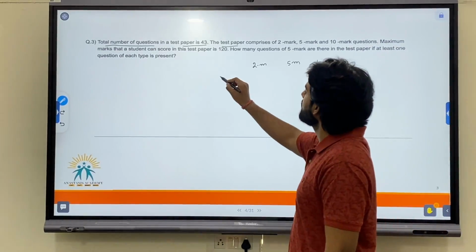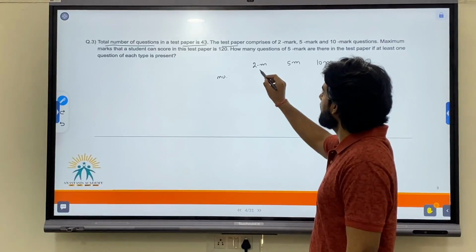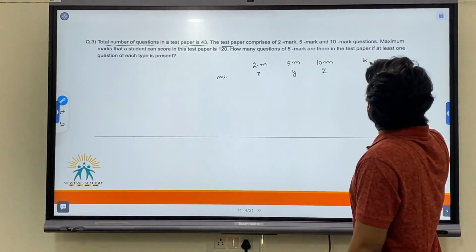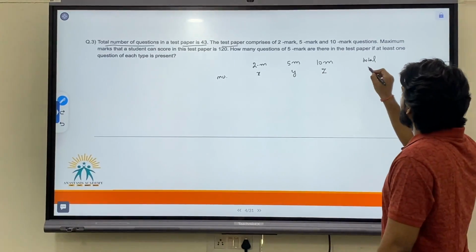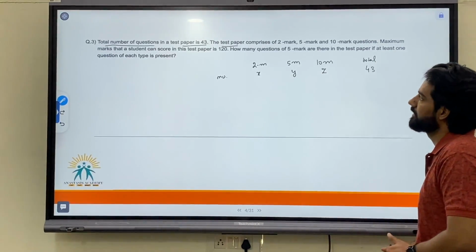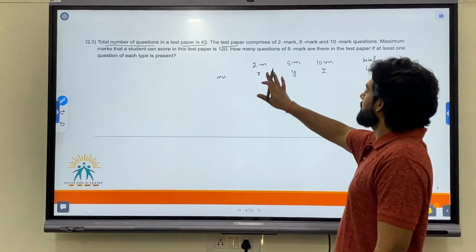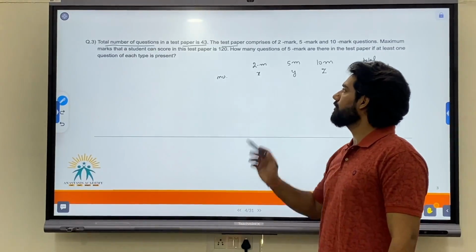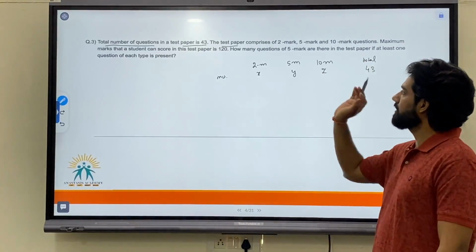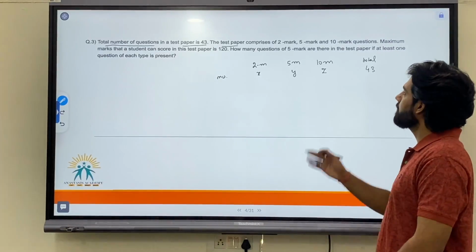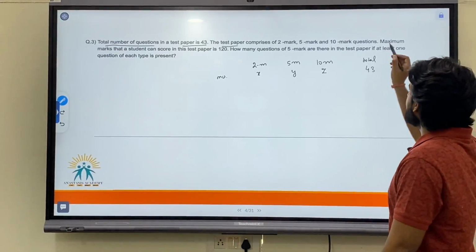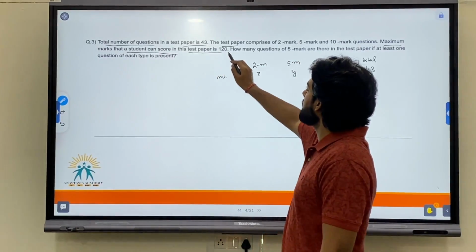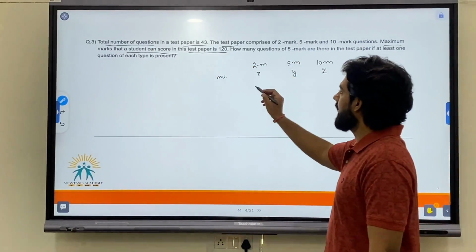So let's assume the number of questions of different types be x, y and z, and I know the total of these questions is given as 43, and these are the types of questions: 2 marks, 5 marks and 10 marks. I have assumed the total number of questions of 2 marks be x, the total number of 5 marks questions be y, and the total number of 10 mark questions be z. The maximum marks that a student can score in this test paper is 120. So I am writing the score here.